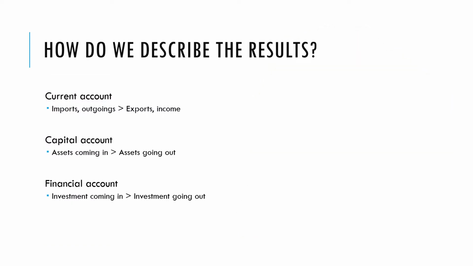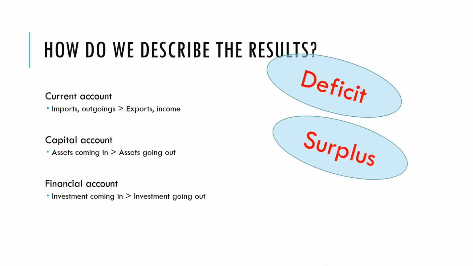So how do we describe these different accounts? For example, if we had a current account balance which was negative, it meant that the imports were greater than the exports, generally speaking, and we describe that account as being in deficit. If we had a capital account where assets coming into the country were greater in value than assets leaving the country without any change in ownership, we would say it was in surplus. The financial account, if we had net FDI coming into the country, we would say that account was in surplus. So we use the term surplus or deficit to describe the balances in these accounts, positive meaning surplus and negative meaning deficit.